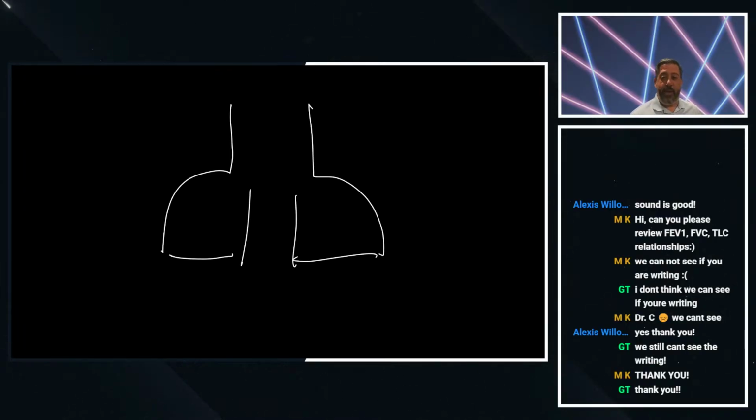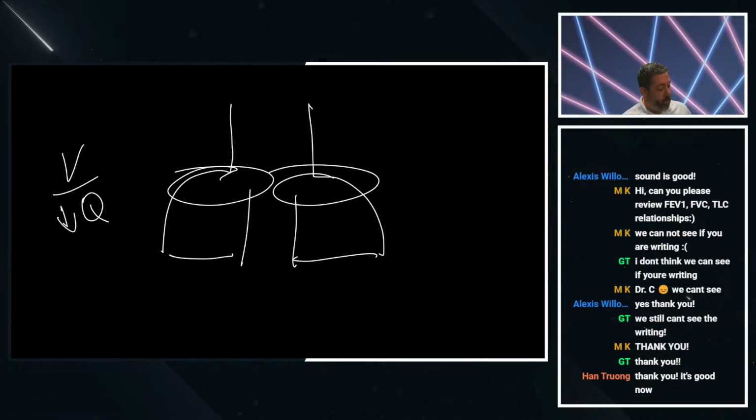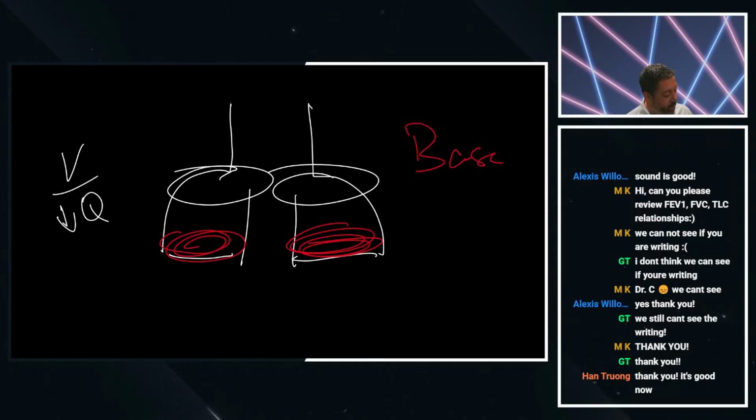Horrible drawing of lungs, but they'll get better. So at the apices, we have very good ventilation, but we don't have any perfusion because of gravity pulling all that blood down. So the blood, high perfusion, is at the bases. So at the base, we have normal ventilation and we have normal perfusion. And at the apices, we have normal ventilation but low perfusion.